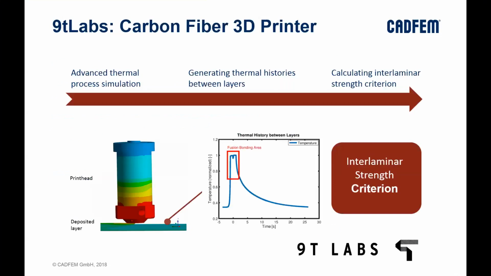In the next slide, what you see is how they have been using ANSYS simulation. Starting with the thermal process simulation, understanding thermal histories between the layers, and then calculating the interlaminar strength criterion. So 90 Labs is one of the startups we have been working with for a while, and we wish them, of course, a lot of luck in the future development of the company, not only the product, but the company itself.